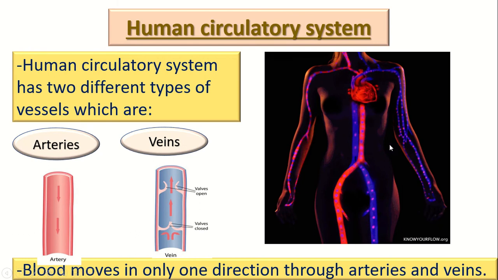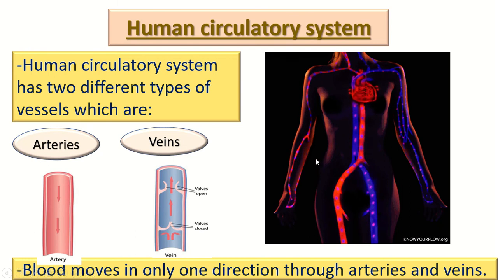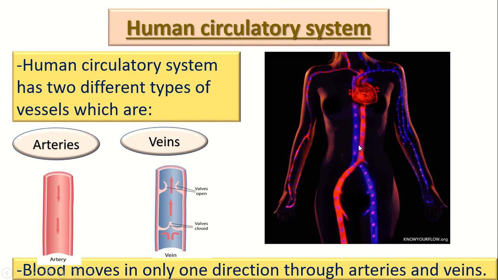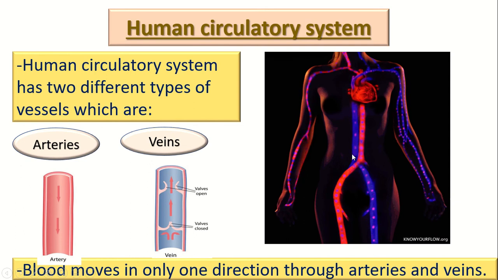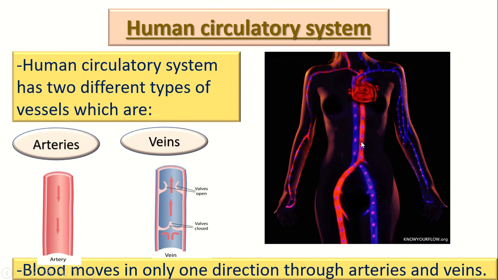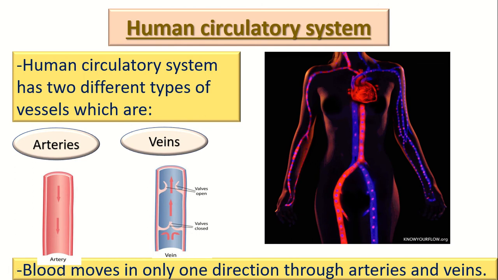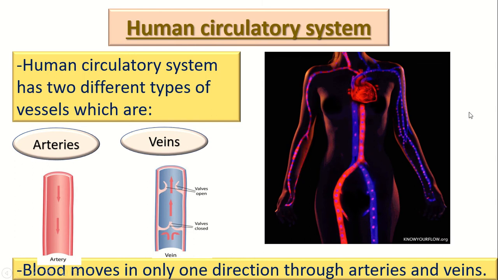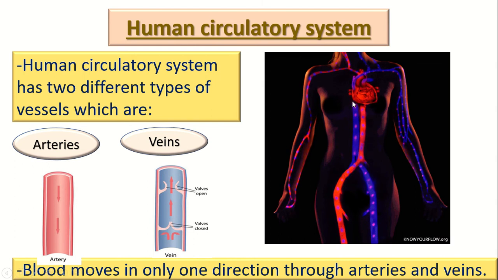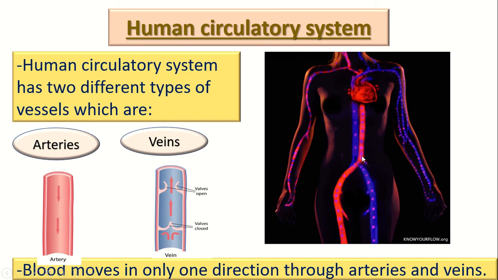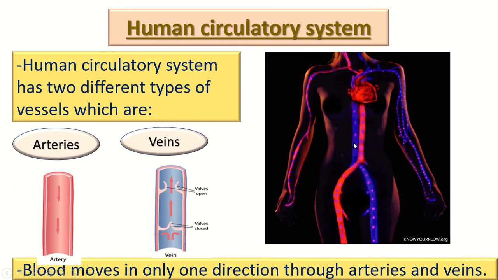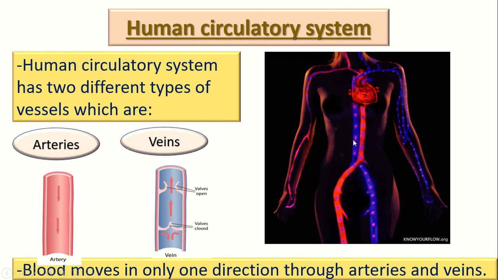Is there only one type of blood vessel or two types? There are two types: arteries and veins. One is red and the other is blue. The red one is called arteries. Repeat after me: arteries, arteries, arteries. And the blue one is called veins. So we have arteries and veins.